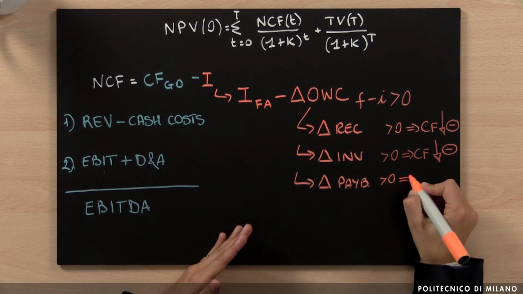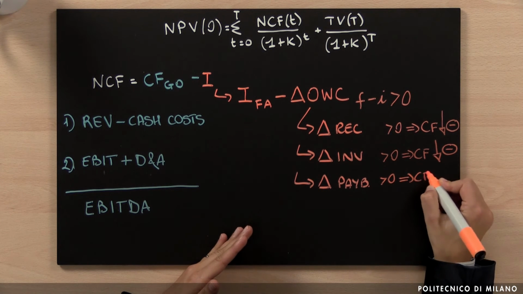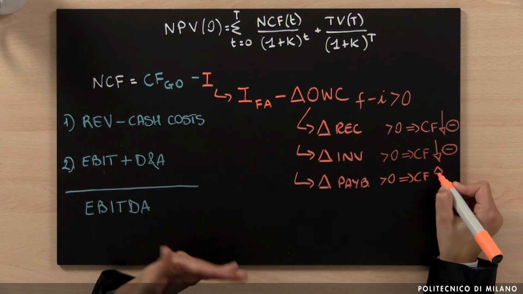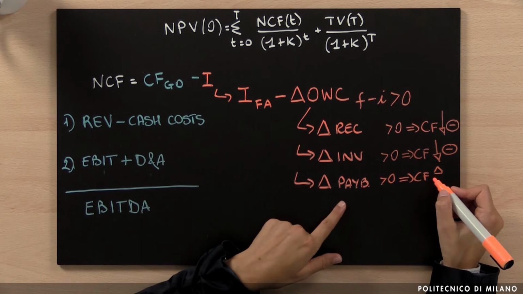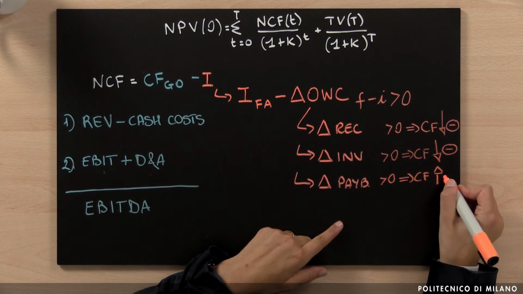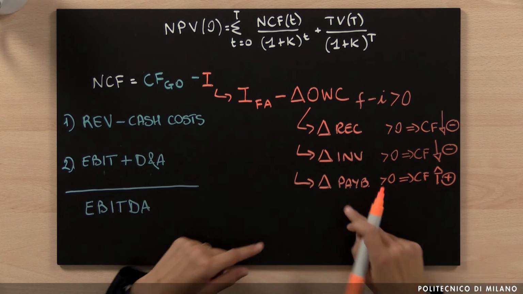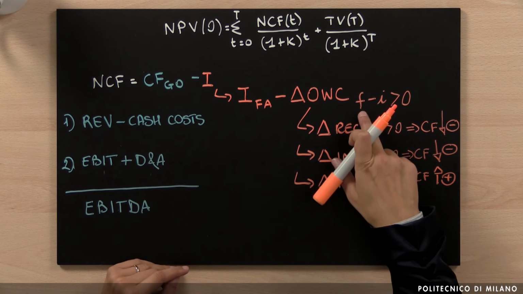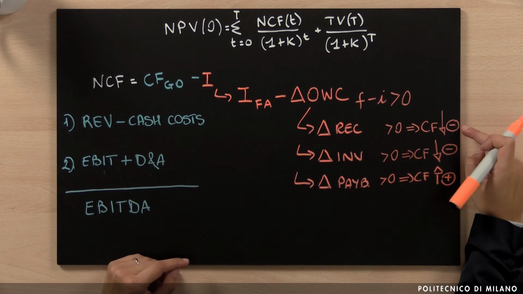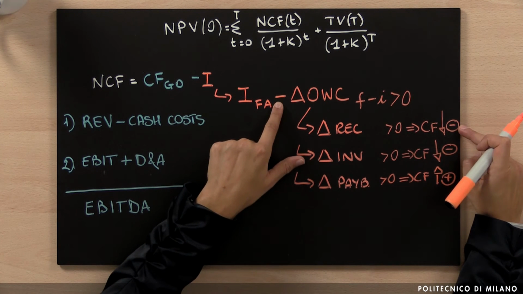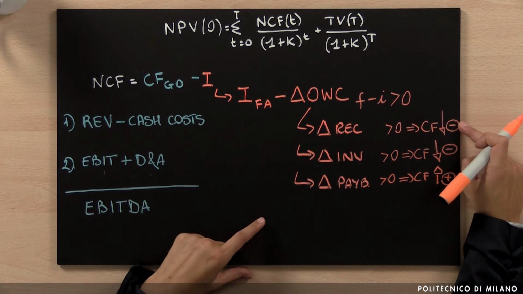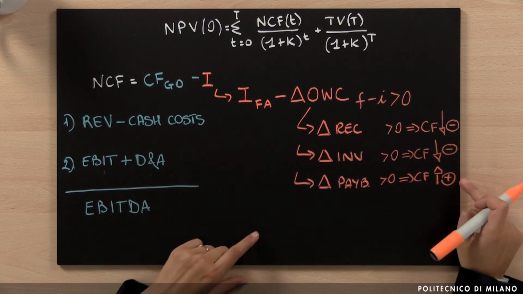So in this case, the impact on the cash flow will be positive because we have more cash, because we haven't paid our suppliers yet. So the impact will be positive. Assuming we always calculate these differences as final minus initial, the signs that we need to keep in mind in order to calculate the formula will be minus, minus, and plus.